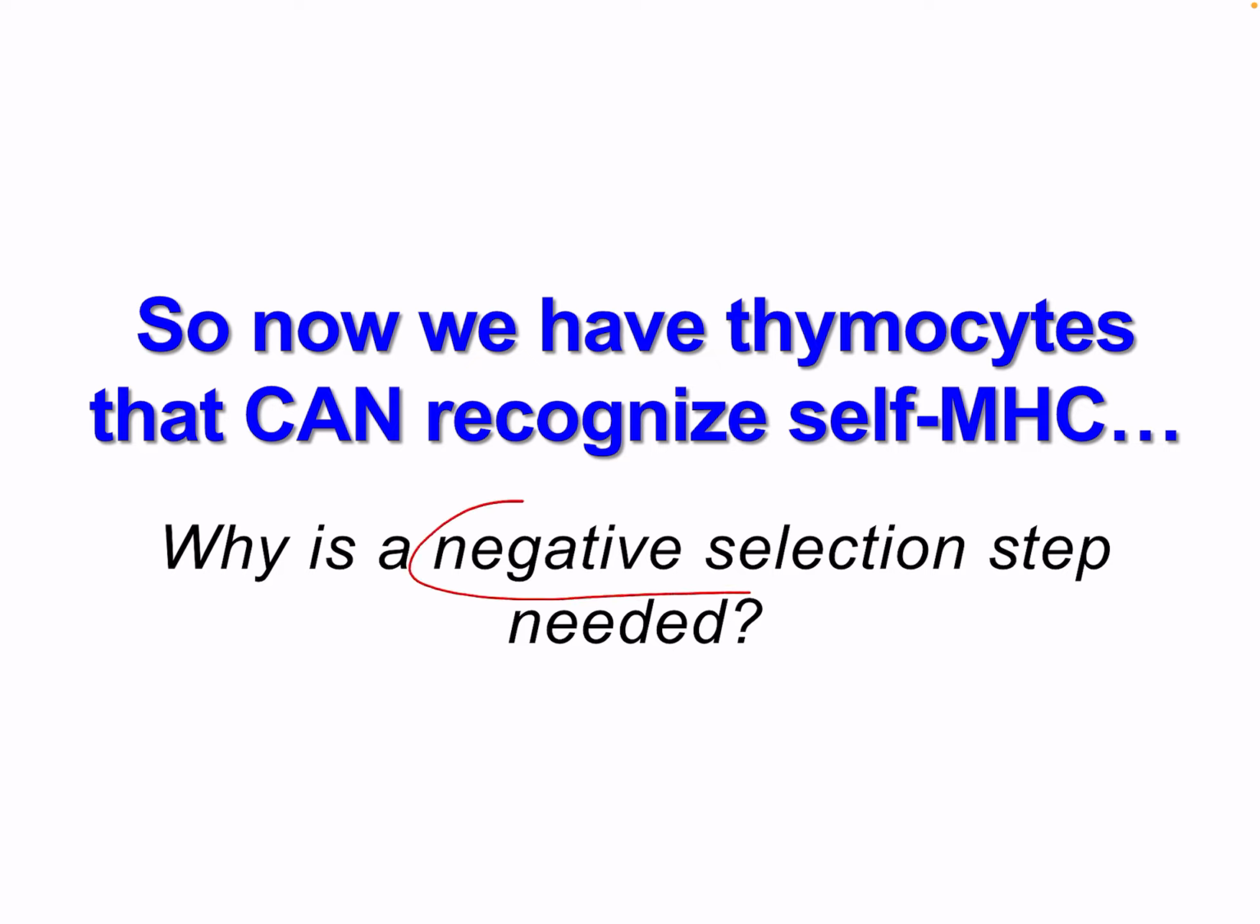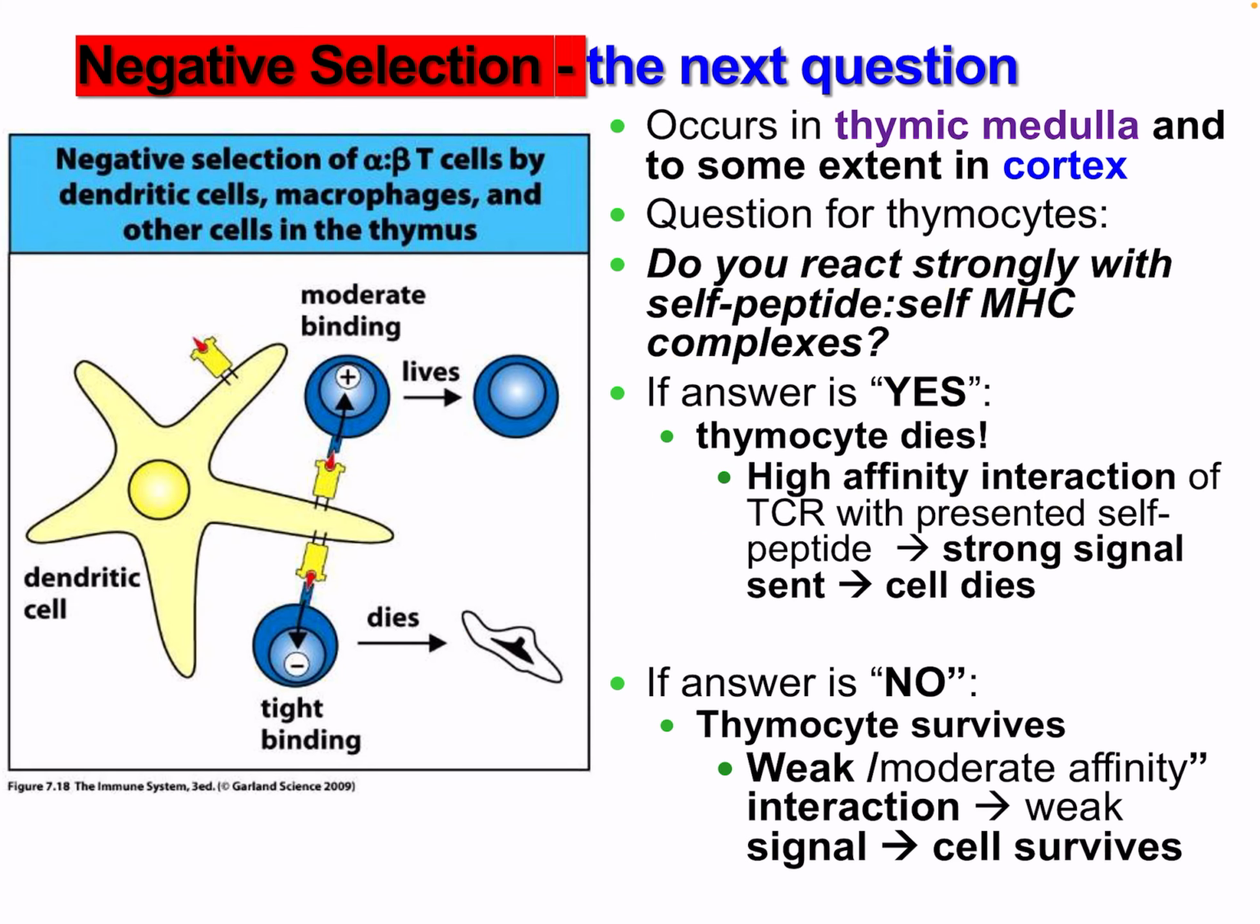So why is negative selection needed? Negative selection occurs in the thymic medulla and to some extent in the cortex, but mainly in the medulla. So the question we pose now is, do you react strongly with self-peptide MHC? In positive selection, we need them to react to self-peptide, but now we're testing how strong. So the answer is yes. If it's too strong, thymocytes will die.